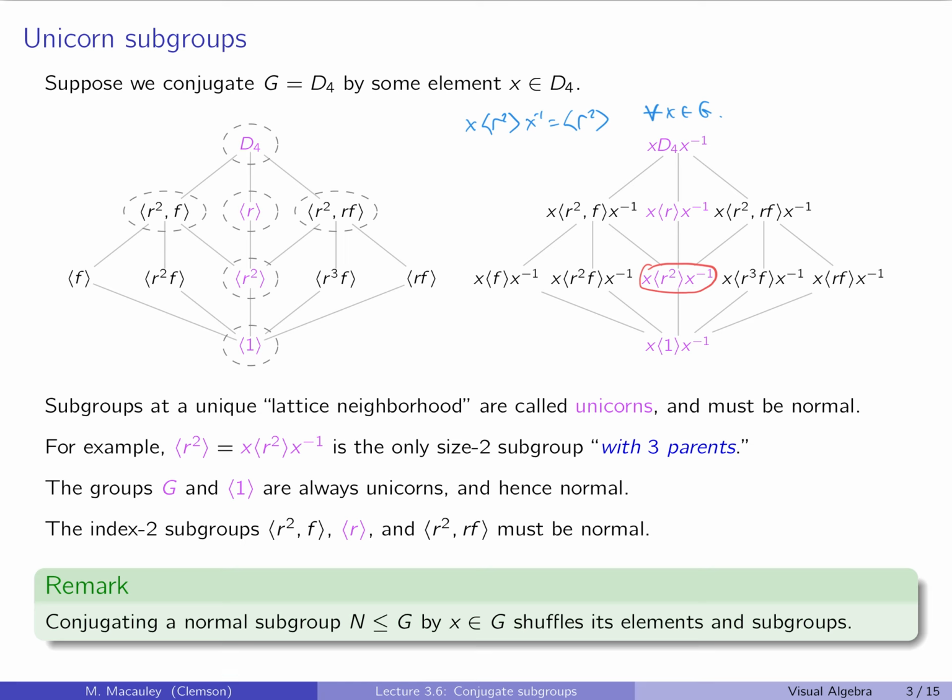Now, the full group and the trivial group are always unicorns. Therefore, they're always normal. These 3 subgroups have index 2. They have to be normal.